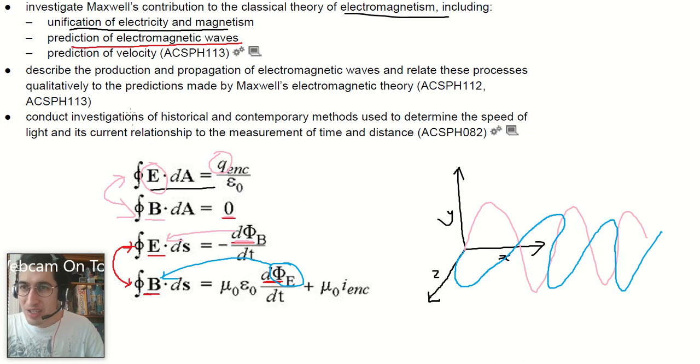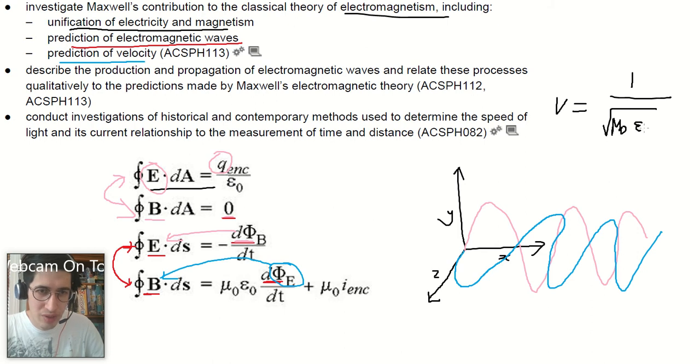Okay, last thing, the prediction of the velocity. If you rearrange these equations, you can turn them into a wave equation, and the wave equation has a term for its velocity. If you rearrange these, you get the velocity being 1 over the square root of mu naught times epsilon naught, and that's these values here. This is quite easy to calculate for an HSC physics student.